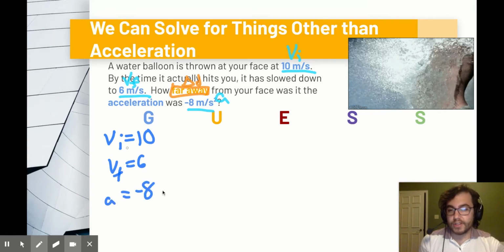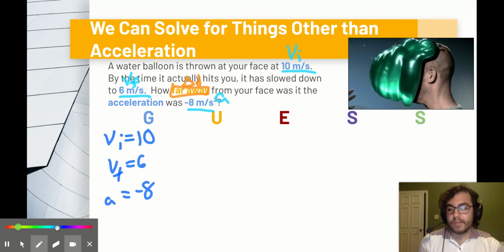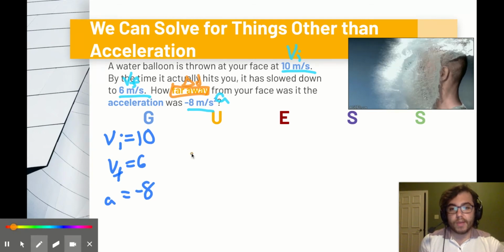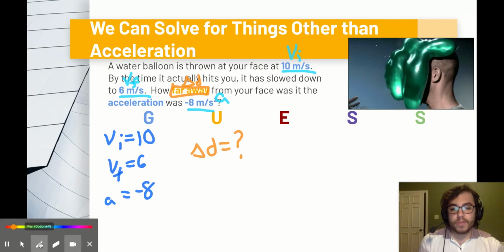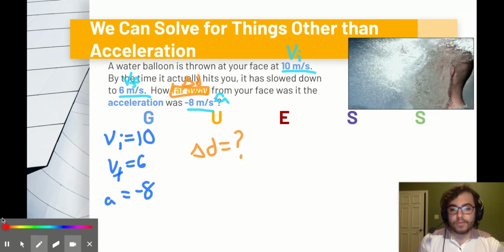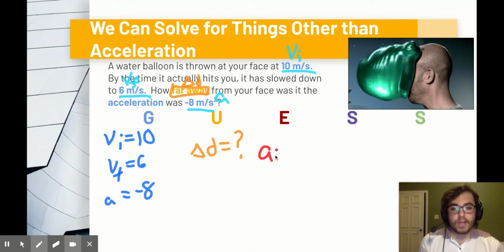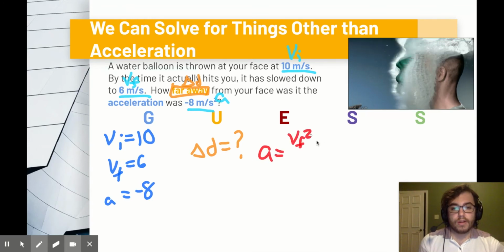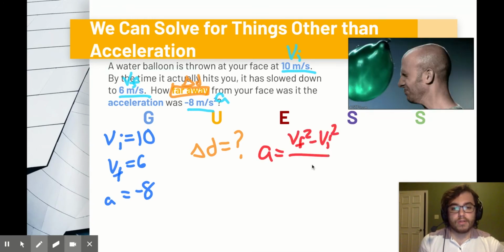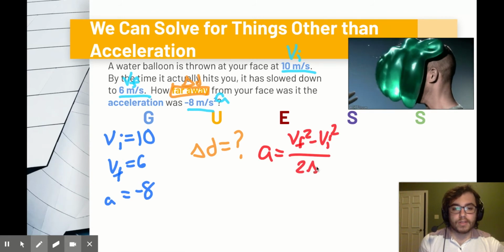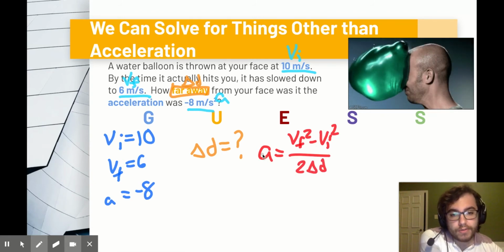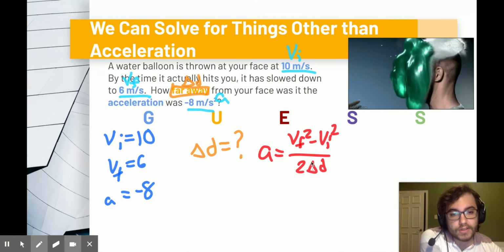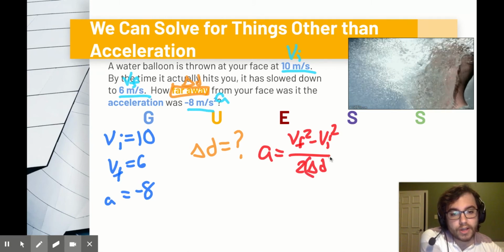I'm rushing through this so that I give you enough time to actually work and not spam you with 50 million videos. Okay, so we know our equation from before is written like this. A is equal to VF squared minus VI squared divided by 2 delta D. Now the tricky thing here is we're not solving for A, but we're solving for delta D. So here's a quick shortcut.